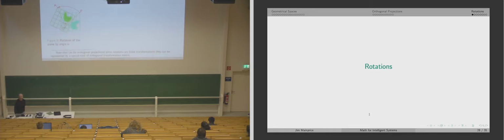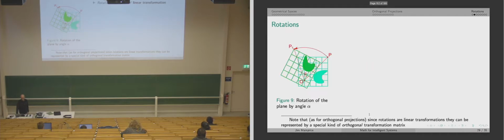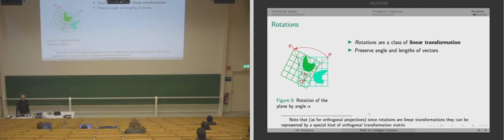Now we're going to talk about rotations. Rotations are also a class of linear transformations, just like orthogonal projections, translations, scalings and stuff like that. Their key property is that they preserve angles and lengths of vectors. By convention, when we talk about rotation, especially in the plane, we are talking about rotations being positive counterclockwise.